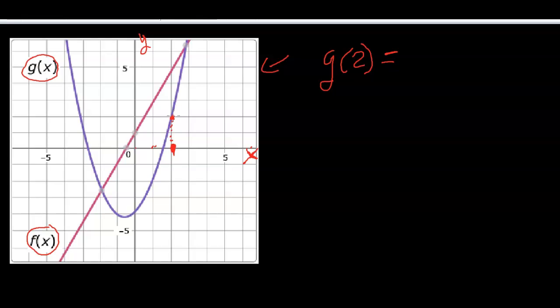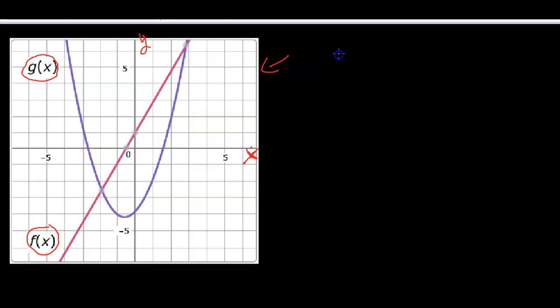Now to find out what the value of the graph is at that point, we go either to the left or right, in this case to the left, and see what value it hits the y-axis at. Here, it hits the y-axis at the value 2. So an input of x equals 2 into the function g of x gives us the output of positive 2. So g of 2 equals 2 in this case.